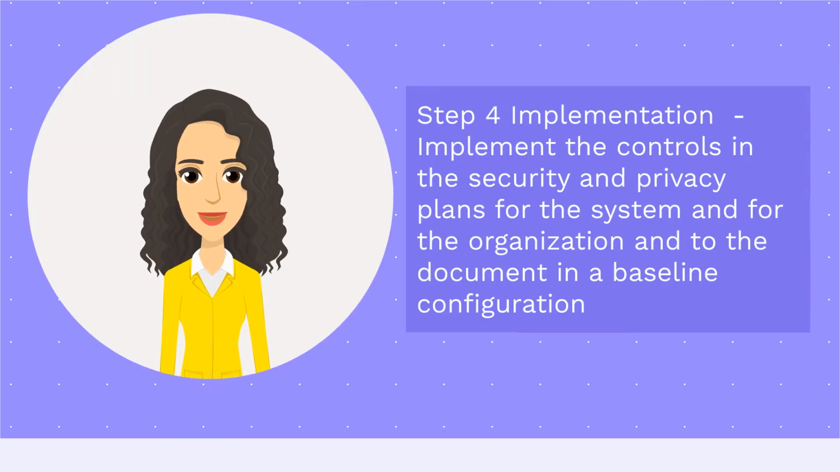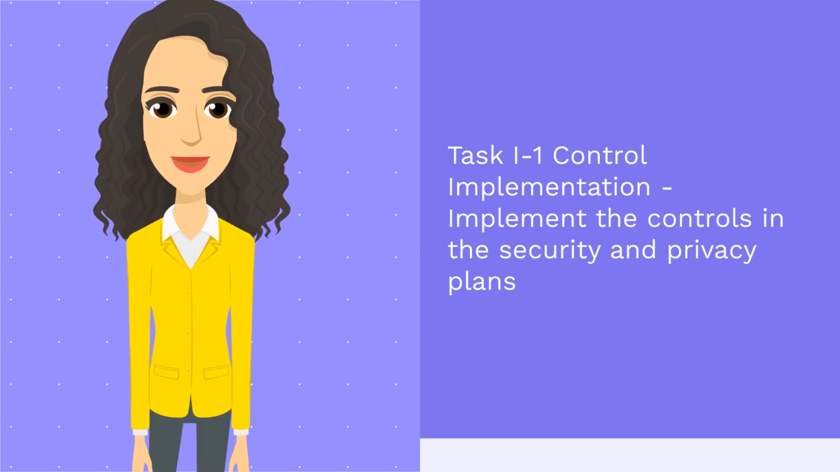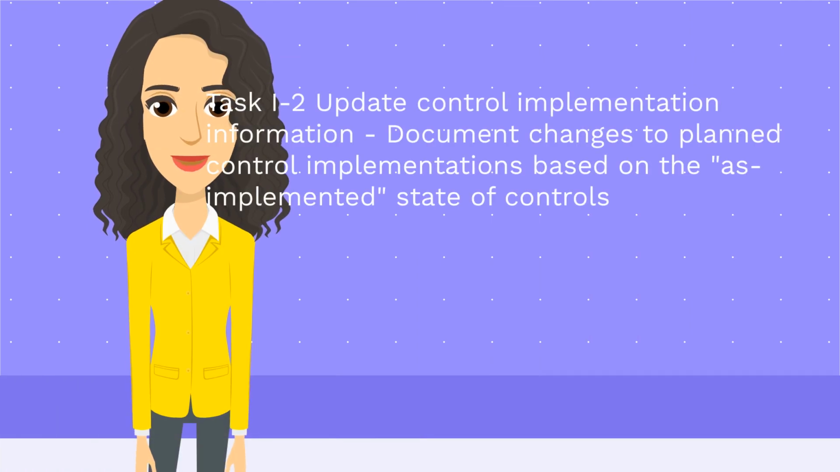Step 4. Implementation. Implement the controls in the security and privacy plans for the system and for the organization, and document in a baseline configuration. Task I1. Control implementation. Implement the controls in the security and privacy plans. Task I2. Update control implementation information. Document changes to planned control implementations based on the as-implemented state of controls.